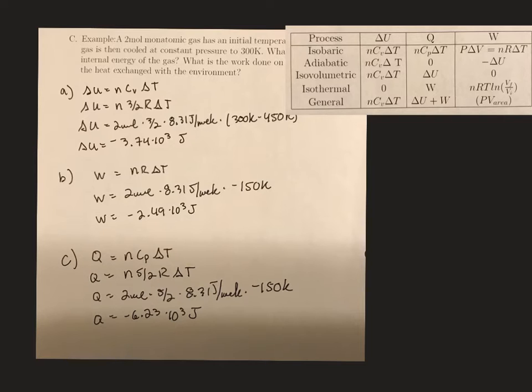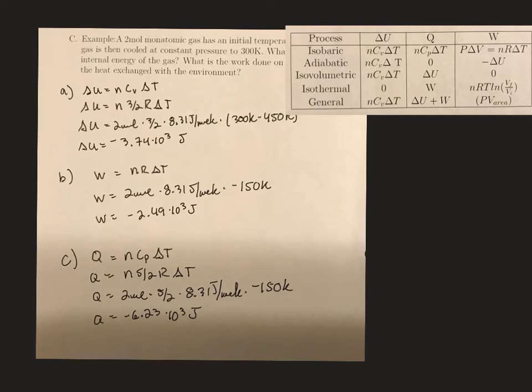I then can go back to the table and go for isobaric. Work can be calculated as P times the change in volume, or it can be calculated as number of moles times the ideal gas constant times the change in temperature. And since I have temperature, I'm going to use the second option. So I'm going to plug in the number of moles, the ideal gas constant, and then the change in temperature, which gives me the work done by the gas.